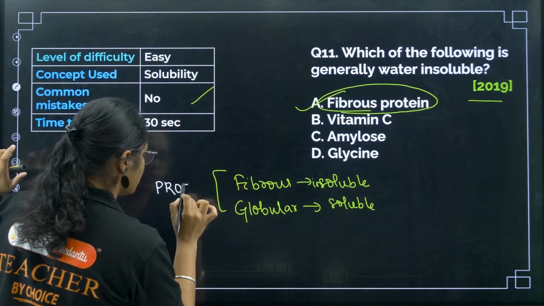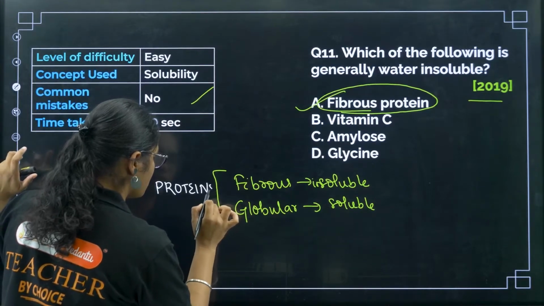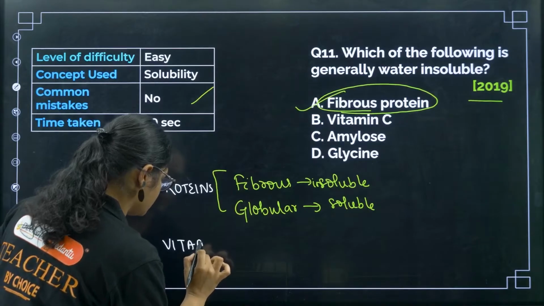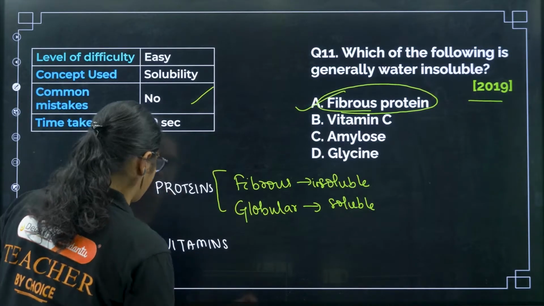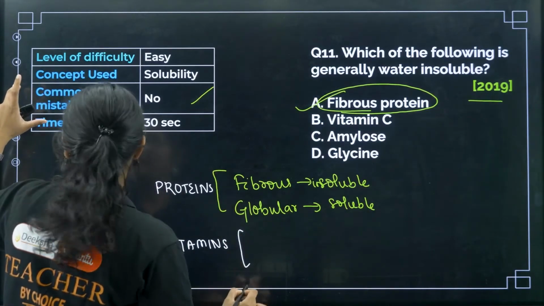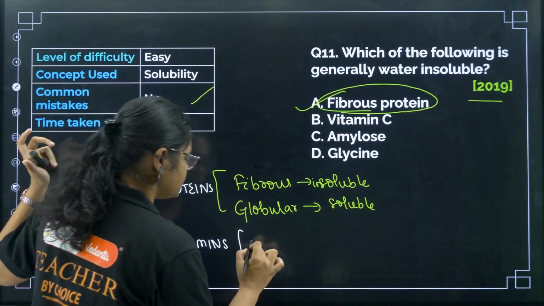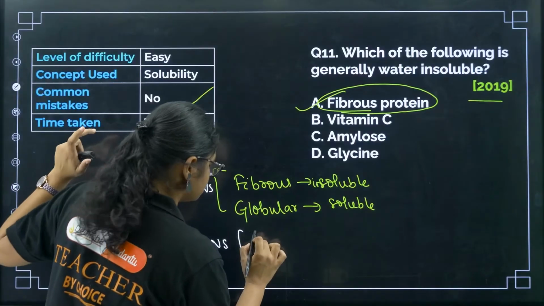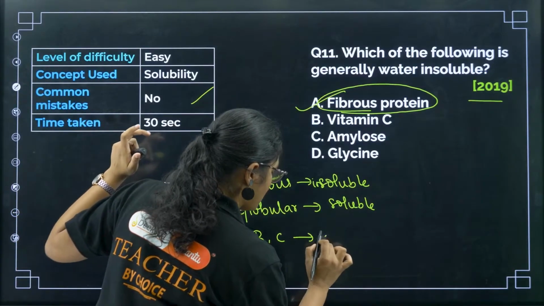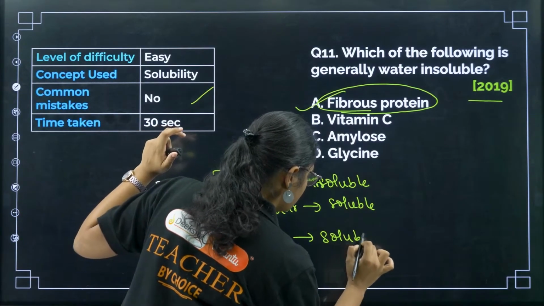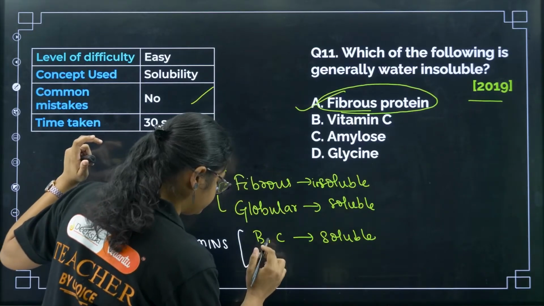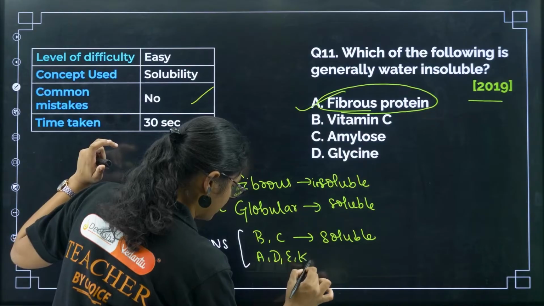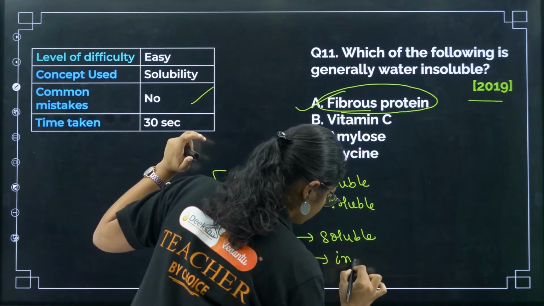Okay. Now if we talk about vitamins, in vitamins we have also two categories on the basis of solubility. So you can revise. I'm writing like this so it will be easy for you to revise. So vitamin B and C are soluble, okay, and we have A, D, E and K as insoluble.